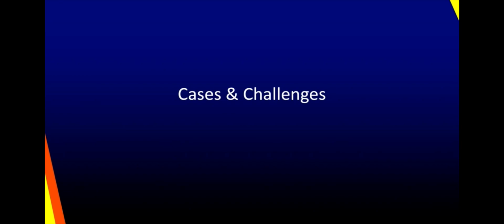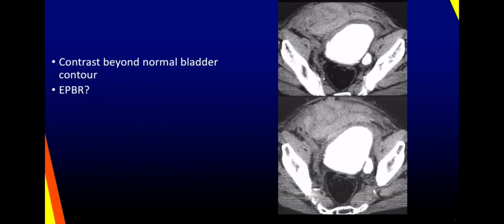Let's move now to cases and challenges. Here we see some contrast beyond the normal bladder contour. Is this an extraperitoneal bladder rupture? No, this is in fact just a bladder diverticulum. It looks like one. It has smooth borders rather than the streaky contrast in the extraperitoneal spaces.